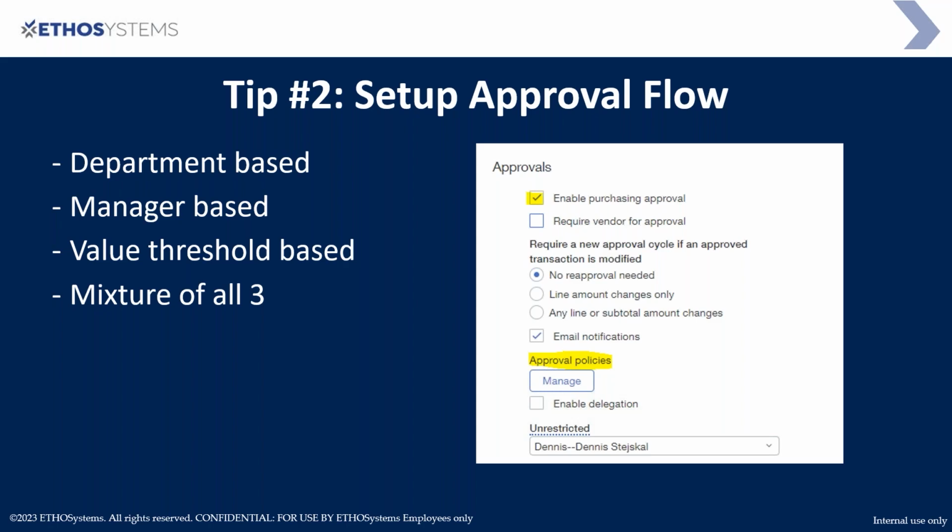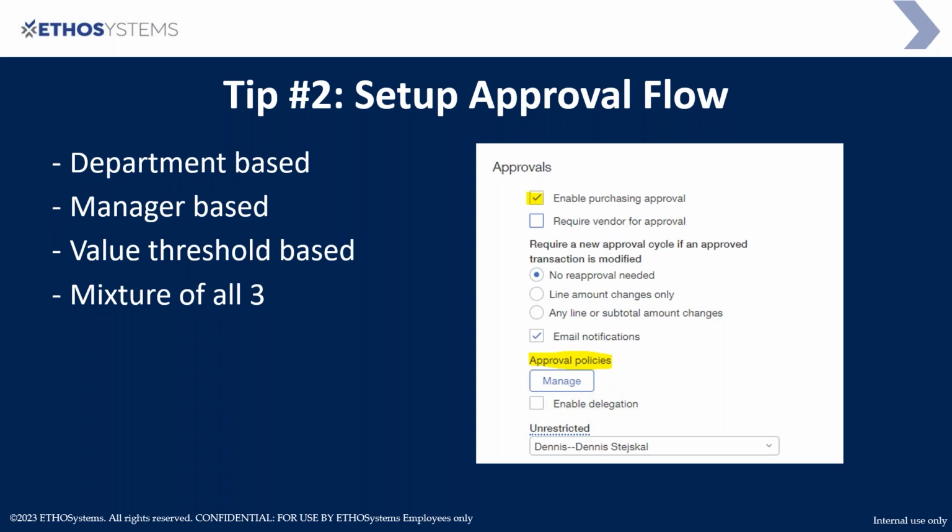So one of the options that we can set up is a department-based approval. If you have a construction department, estimating department, field operation department, accounting department, marketing department, you can set up approval flows based on departments. If you don't have departments, we can also set it up by the department manager workflow, so that all transactions that are linked to that department go straight to that manager, who is the head of that department.